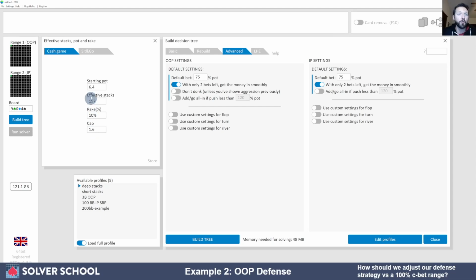As I've mentioned to you, your units have to be consistent here. Because I've included these in big blinds, my cap has to be in big blinds as well, which is 1.6 big blinds. If all of this was in dollars, my starting pot in a 2-5 game would be $32. The effective stacks would be $985, and my cap would be $8. This would yield the same exact thing as the first scenario that I put together.